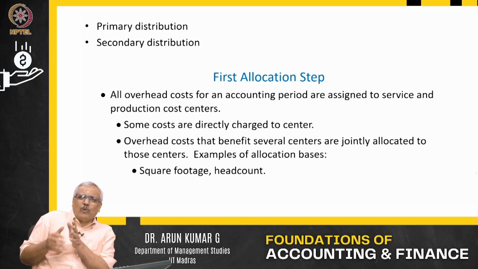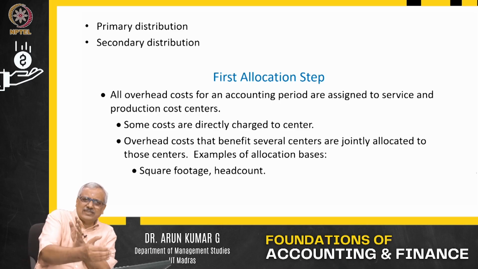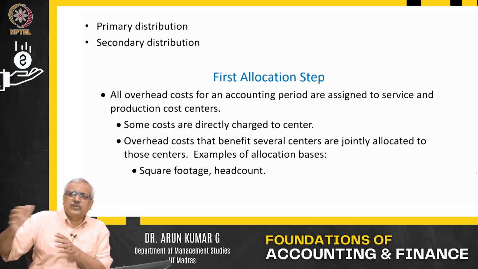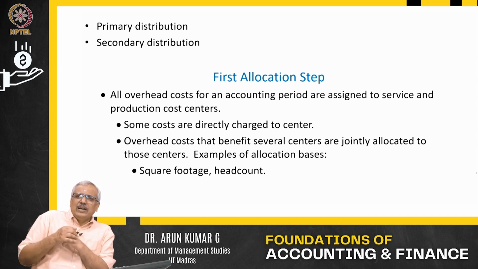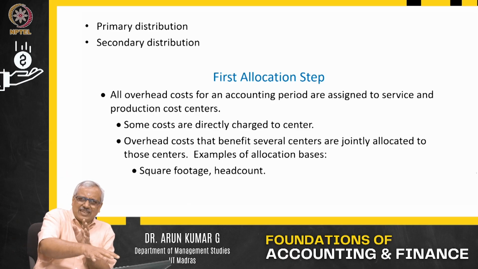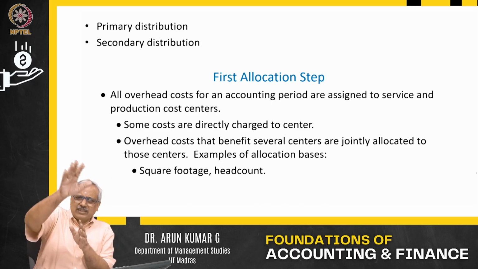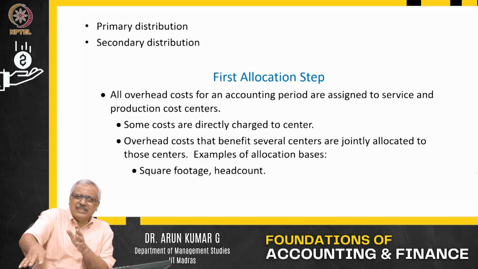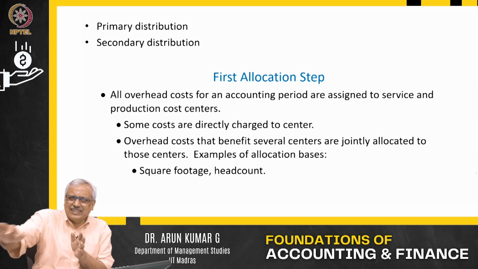The time office is providing service not only to the employees of the production department, it is also providing service to the employees of the service departments. So, what do I do? I take the total cost of the time office and allocate it based on the number of employees in each of the departments. For example, production department A has 10 employees, I allocate some part of it. Production department B has 20 employees, I allocate some part of it. The administrative department C has some employees, I allocate something. The canteen has some employees, I allocate something. So, I am allocating in that ratio.